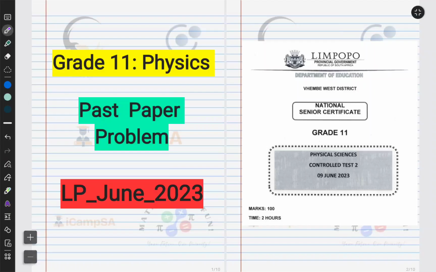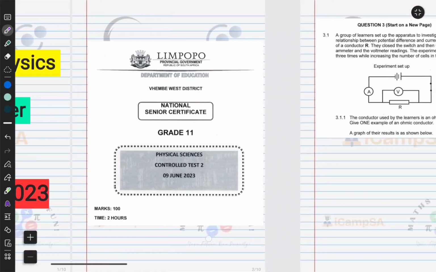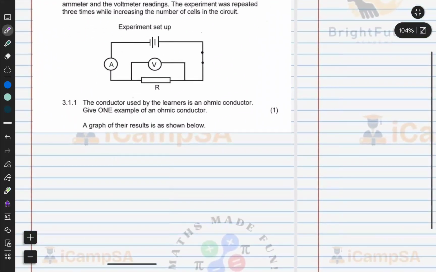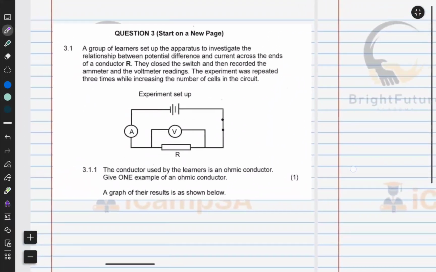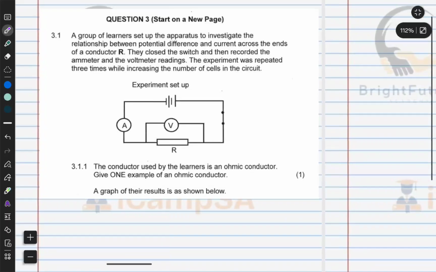So on this one, our focus is on electric circuits, right? But this is from a Limpopo past paper, the Vhembe District, right? So on question 3 of this paper, we have this problem, right?